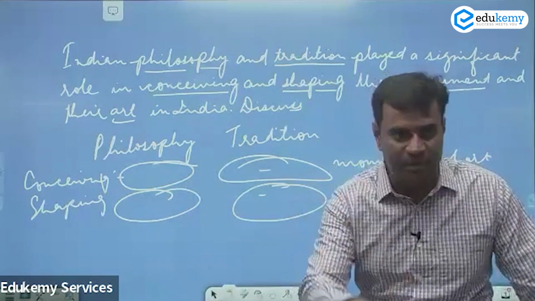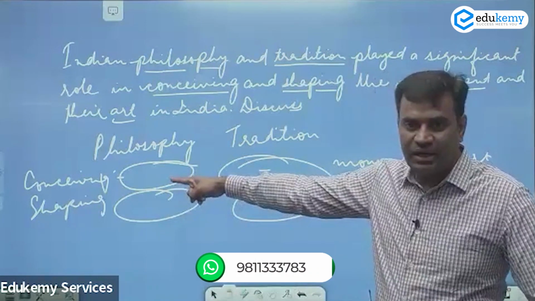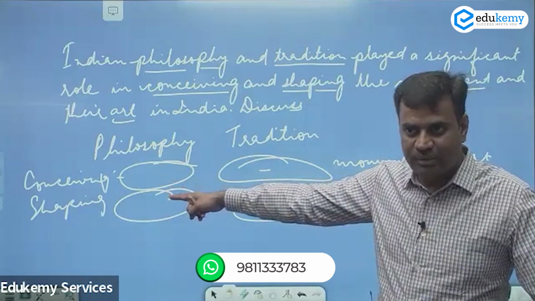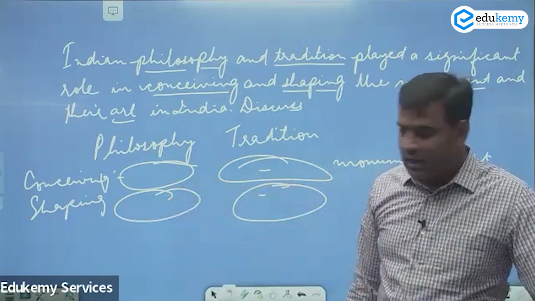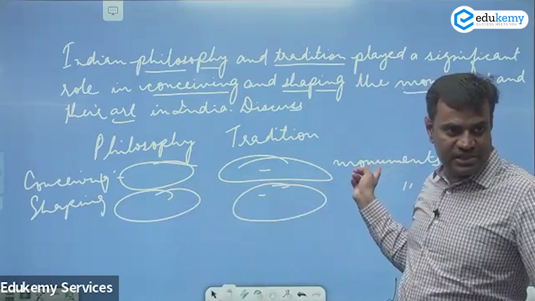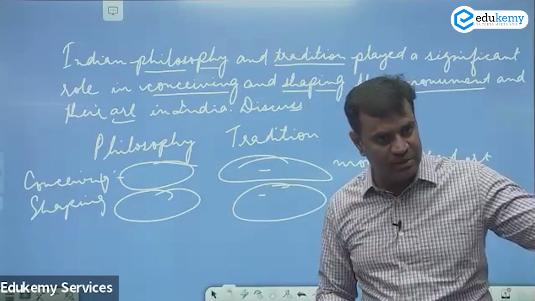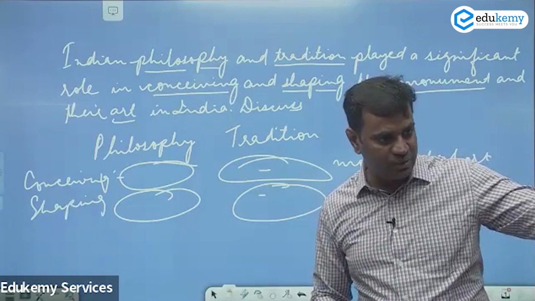Then talk about temples. Talk about the conceiving idea. The conceiving idea was worshipping Lord Shiva and Lord Vishnu. Large number of temples in southern and western parts of India. Again, sculpture art in temples associated with major temples. You can mention temples like Brihadeshwara temple. Then the temples under Pallavas and Chalukyas.